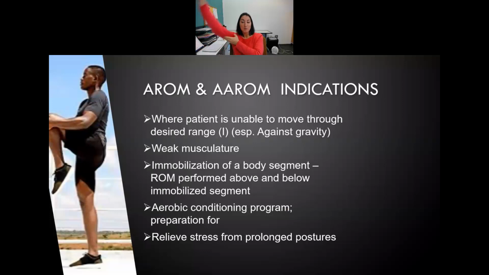All right, active and active assistive range of motion indications. When a patient is unable to move through their desired range, especially against gravity, then active or active assistive range of motion would be indicated. Definitely not resistance training. We like a patient to be able to move through their full range before they start adding weights. If they can't do the range of motion against gravity without weight, there's no reason to add any resistance. If their muscles are weak, you could do active range of motion or active assistive.